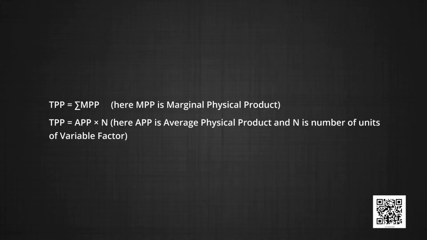Notice that the total physical product is the sum of all the marginal physical products of the preceding units of the variable factor employed. Notice also that the total physical product is the multiple product of the average physical product and the number of units of the variable factor employed.